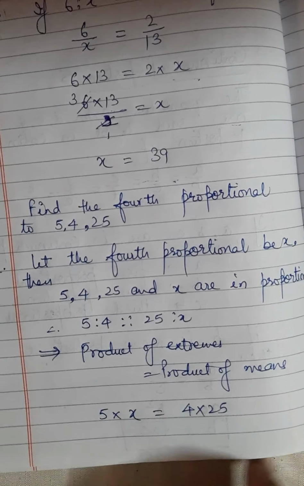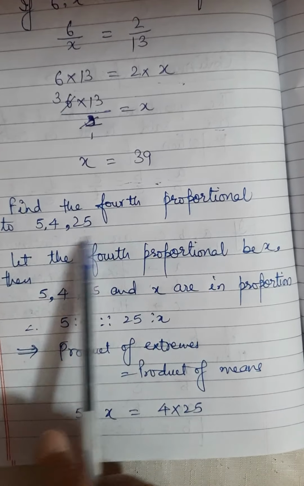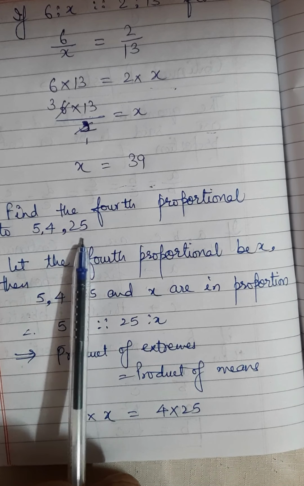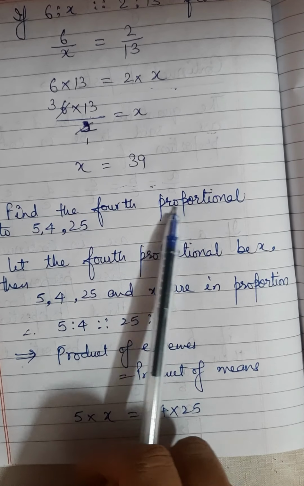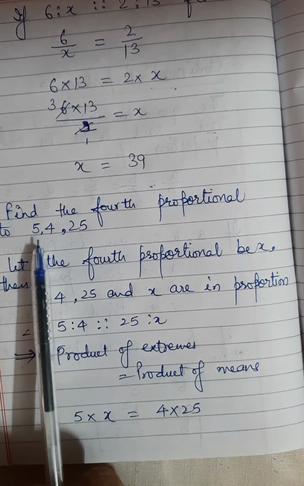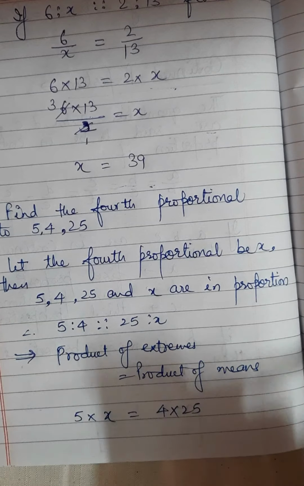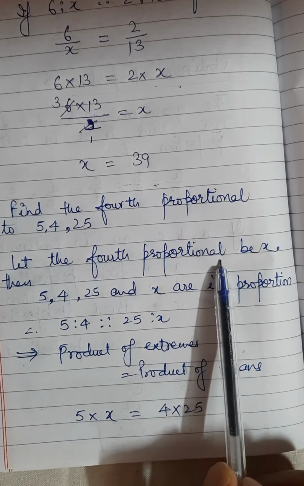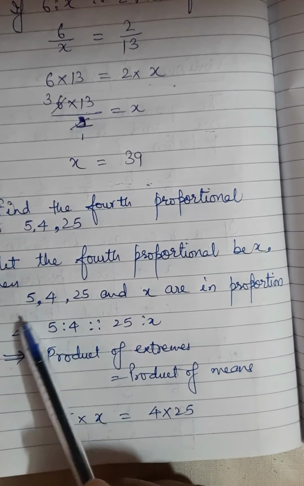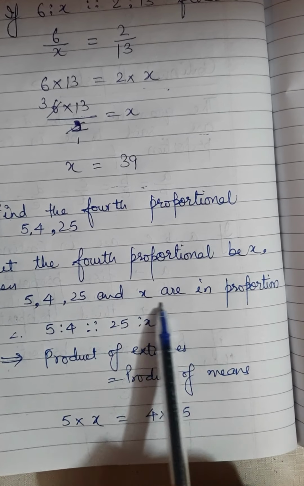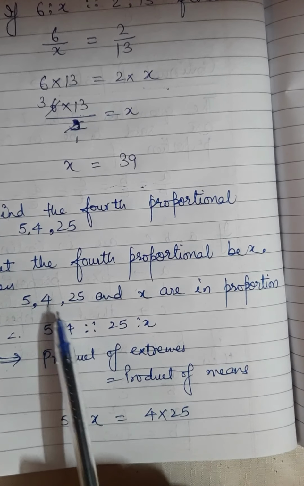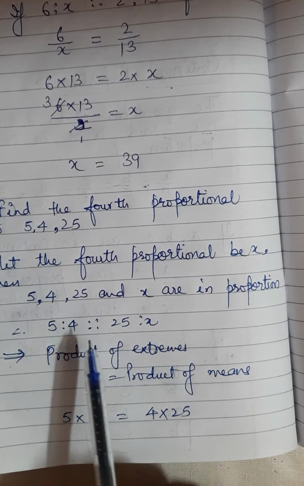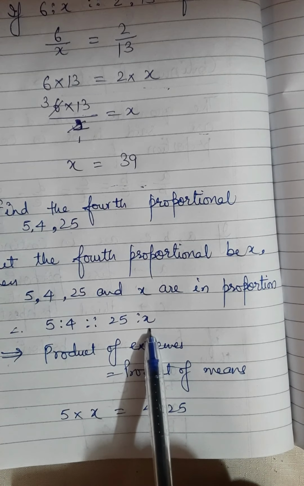Now the second example, we have to find the fourth proportional of the given numbers: 5, 4, 25. These numbers are given and we have to find the fourth proportional of it. We have been given 3 terms and we have to find the fourth proportional. So here in the solution, I am assuming the fourth proportional to be x. Now we can write that 5, 4, 25 and x are in proportion. If these 4 quantities are in proportion, we can write 5 ratio 4 proportion 25 ratio x.